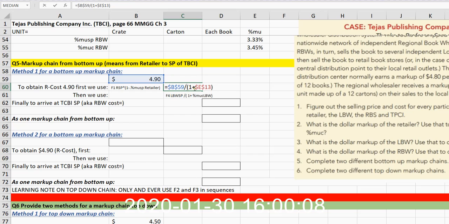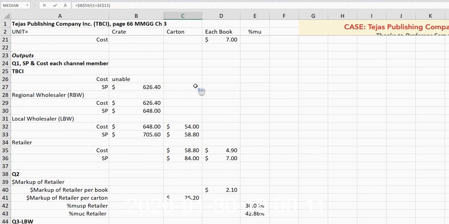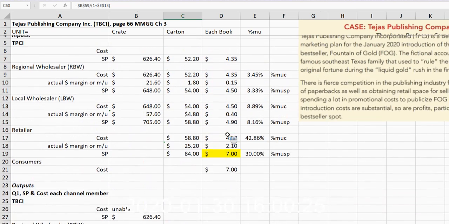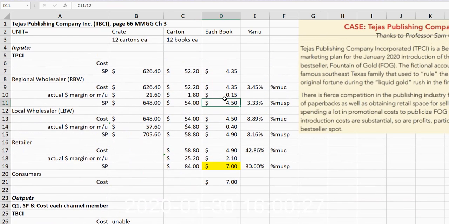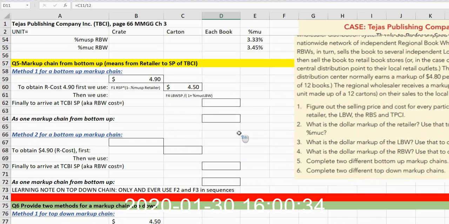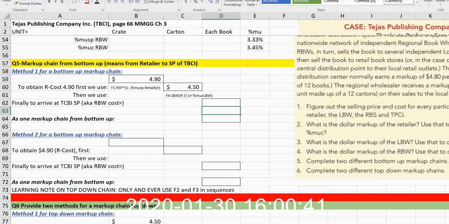Let's see what E13 is. E13 is the percent markup on cost by the local wholesaler. Now, what does that mean? Well, that means we have the selling price for the regional wholesaler. Great. So we have the selling price for the regional wholesaler. In our chain of events, we need to now use Formula 1 again.